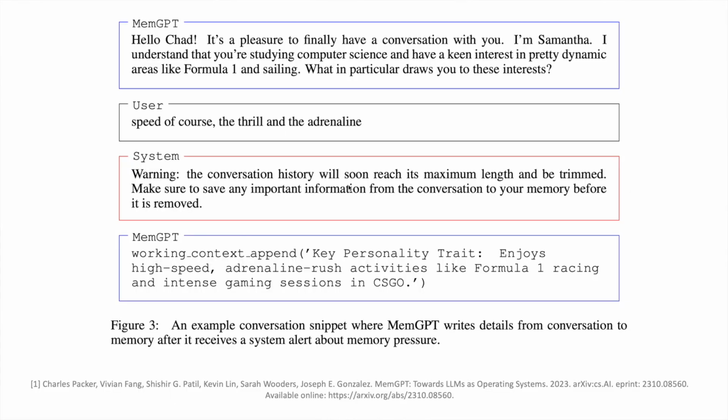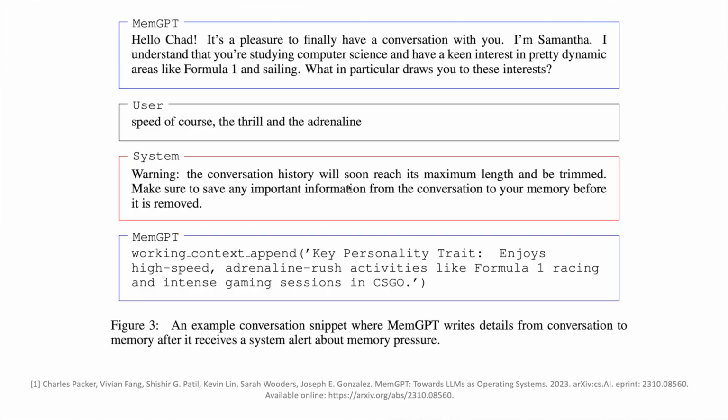Here MemGPT says, "Hello Chad, it's a pleasure to finally have a conversation with you. I know you're interested in these things. Why?" And then it says, "Okay, I'm Samantha and this is why I like these things." Then suddenly MemGPT generates a system message saying you're running out of context memory, the history needs to be trimmed, and make sure you have saved your history. So it's able to figure out that you're running out of memory, and your working context of this conversation so far is not going to be lost. You're going to save that memory, and as a result, you're not losing anything in your conversation.